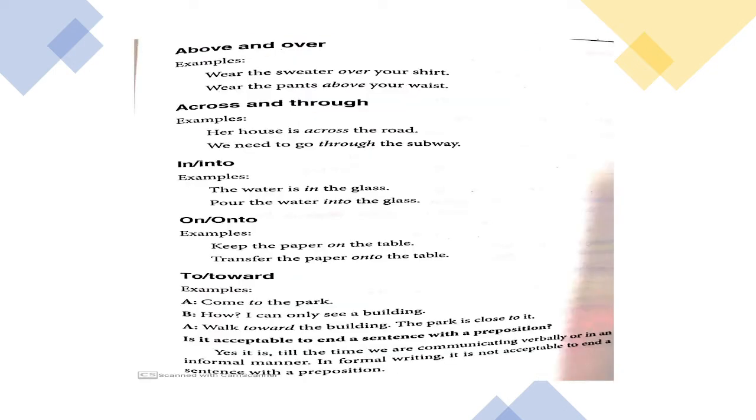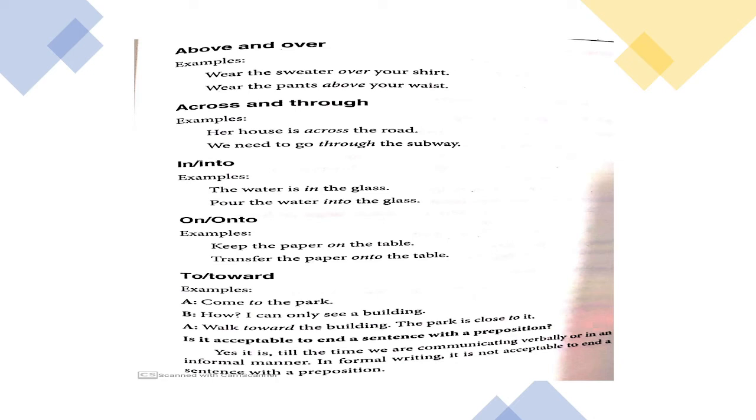Above and over. For example, wear the sweater over your shirt. Wear the pants above your vest. Across and through. For example, her house is across the road. We need to go through the subway. In, into. For example, the water is in the glass. Pour the water into the glass. On, onto. For example, keep the paper on the table. Transfer the paper onto the table. To, towards. For example, come to the park. How? I can only see a building. Walk toward the building. The park is close to it.